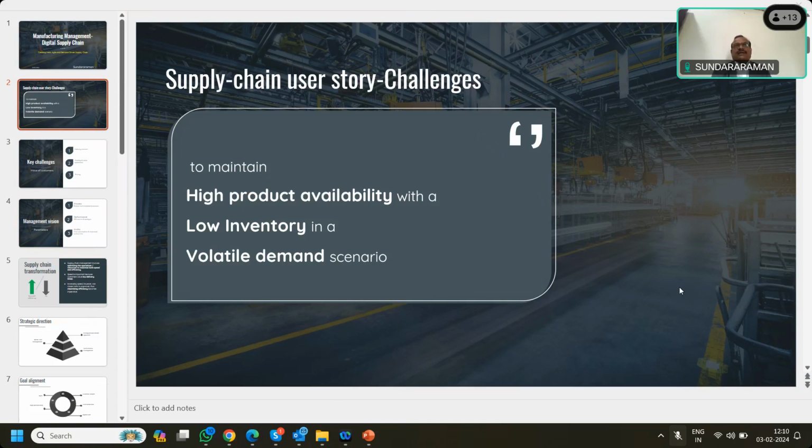It could be FMCG or retail or manufacturing. The challenge is common: we need to deliver the product to the customer at optimized cost with lesser lead time, despite fluctuation in the market, so that customers are retained at any point of time. Well, I will go to the next slide.